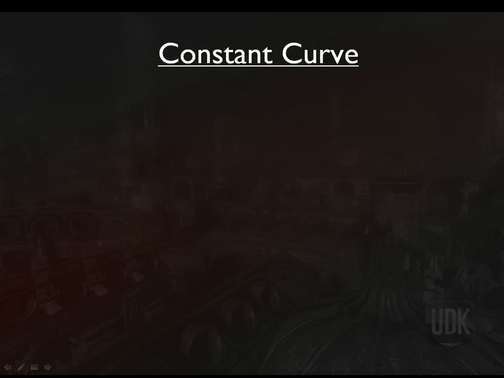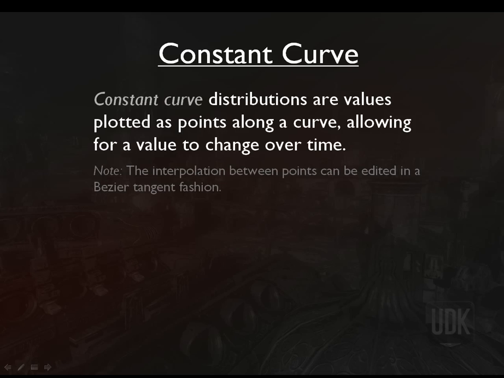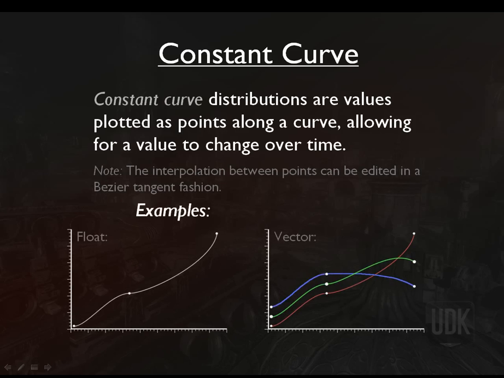Moving along, we have constant curves. Now, constant curve distributions are values plotted as points along a curve which allow for a value to change over time. And it's important to note that the interpolation between these points can be edited in a Bezier tangent fashion. There's actually a curve editor inside the Cascade particle editor that we can use to edit these curves if we desire. And here are some visual examples.